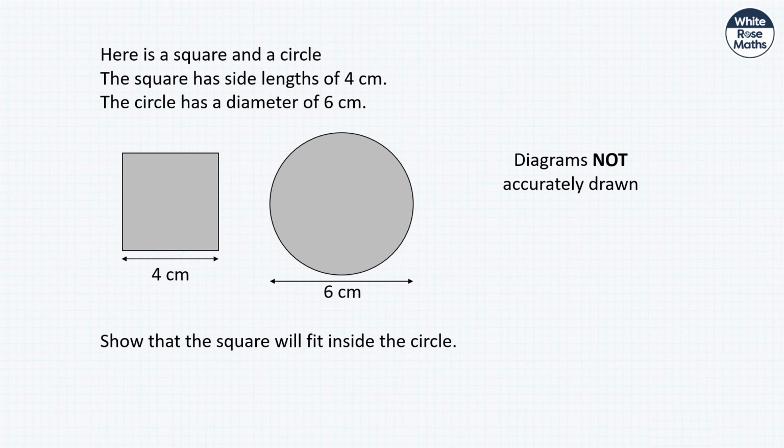Okay, here is a square and a circle. The square has length of 4 centimeters. The circle has diameter of 6 centimeters. Show that the square will fit inside the circle. The area of the square is 4 by 4, so that will be 16 centimeters squared. The area of the circle will be pi times 6 squared. Now, as long as this answer is bigger than or equal to 16, then I'm in the safe zone.